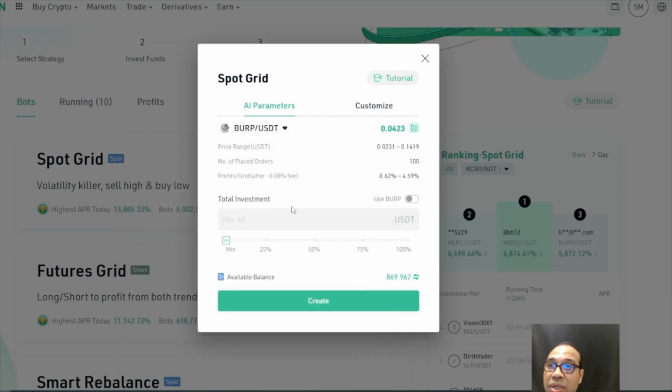Okay, let's click on that, and then even here you could just go in, and the AI parameters are already created, and then you can select how much. It says here minimum $40. Okay, let's say put $100, and then you just create the bot, and it'll show you what your available balance is here, and then accordingly you can do it. It's as simple as that.